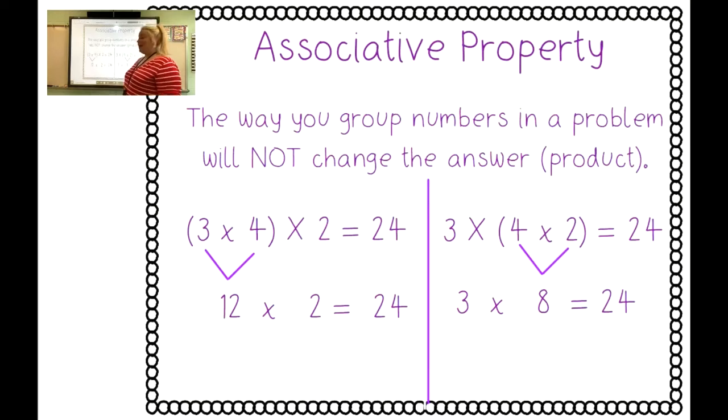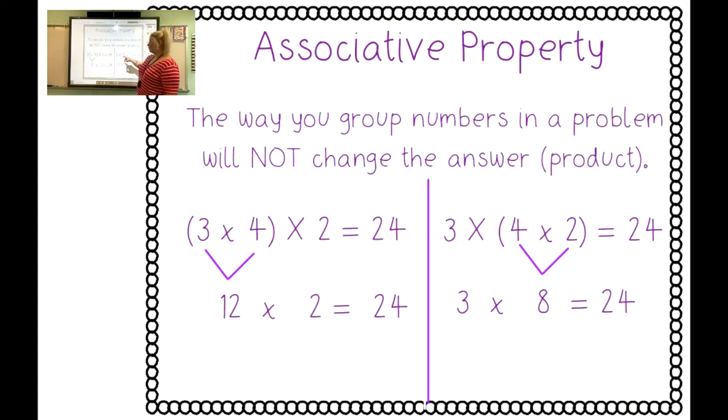And that means that the way that you group numbers together in a problem will not change the answer or the product. Because remember, the answer to a multiplication problem is called the product. So let's look at this example. If I have 3 times 4 times 2, I imagine that the parentheses is giving it like a little hug. So you can put a hug around 3 and 4 and multiply that and get 12 times 2, and that gives me 24.